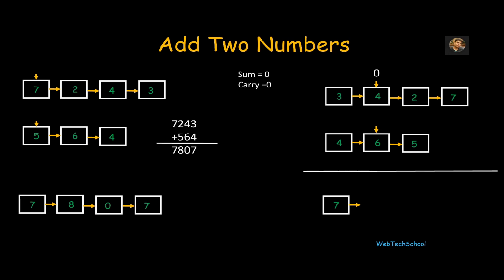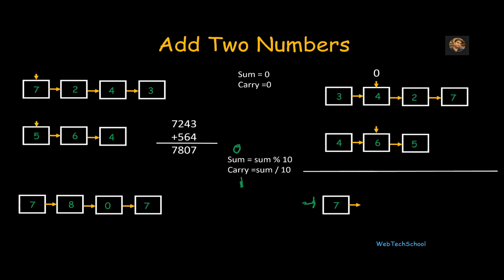The sum value will become 10, which is greater than 9. So we need to find what value to push into the result list and what value to take as a carry. So we can use this formula to calculate that. So in case of 10, carry will be sum divided by 10. So carry will become 1 and sum will become 0. So we should push the sum value and we should take the carry value.